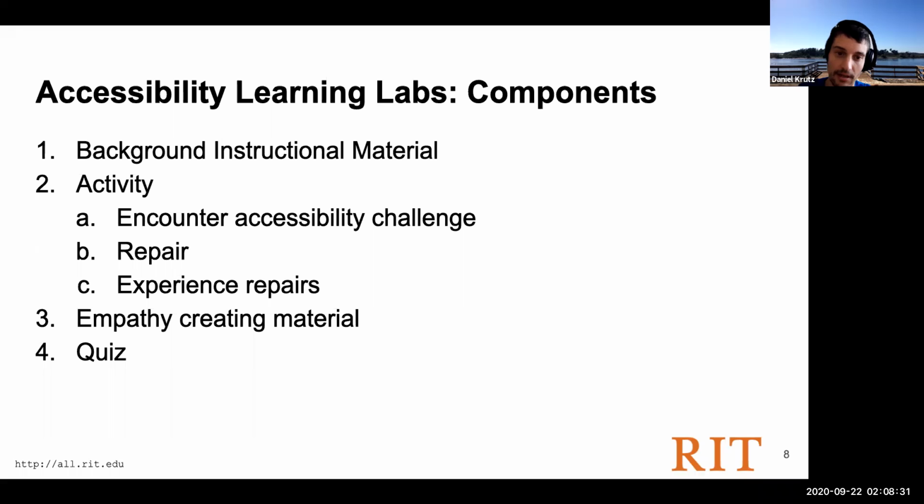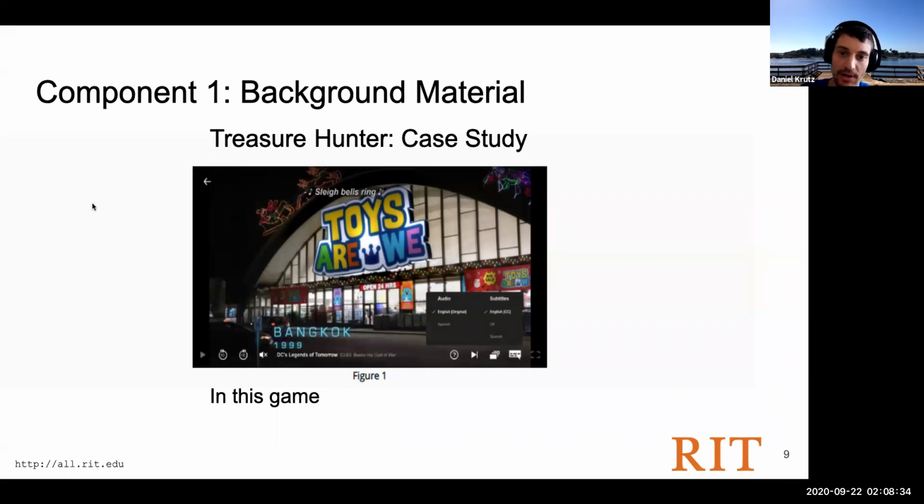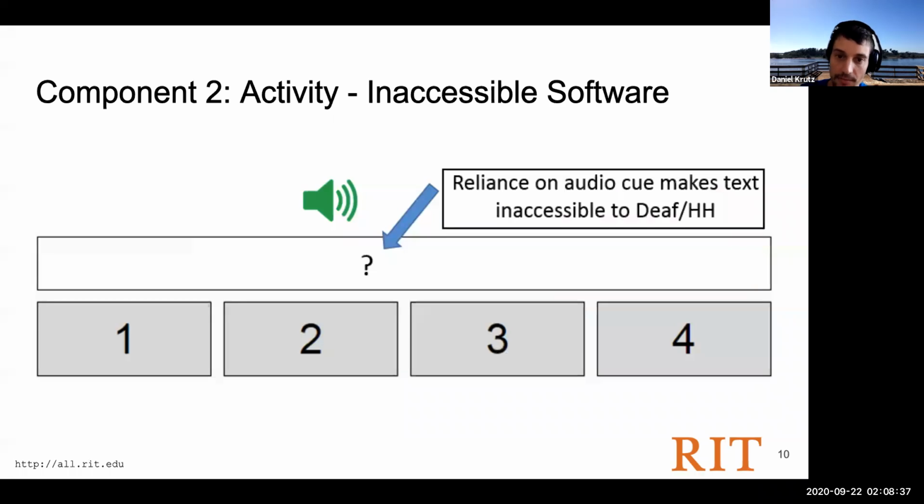So just to go a little bit more into the components. We would have some background instruction material, and then we would have the student go through and use the inaccessible software. This is an example of a participant using software that's non-accessible. In this case, it would be non-accessible to a user who is deaf. There would be an audio cue on the screen that, if you were hearing, you could very clearly hear. Whenever you need to click a button, it would play a ping or something. But if you're deaf, you would never be able to experience hearing the audio cue, which means the software would be much less accessible.